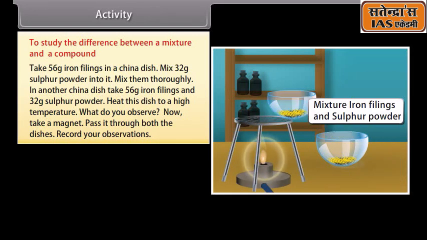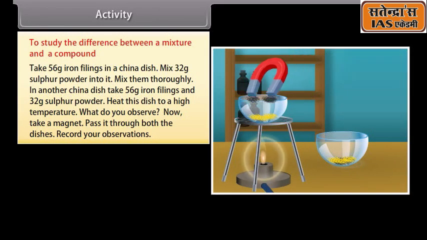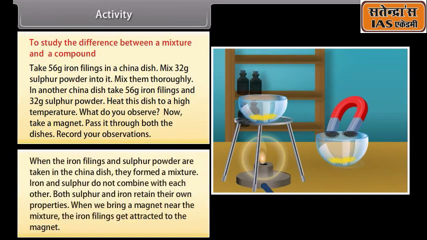Heat this dish to a high temperature. Now take a magnet. Pass it through both the dishes. Record your observations. When the iron filings and sulfur powder are taken in the china dish, they formed a mixture. Iron and sulfur do not combine with each other. Both sulfur and iron retain their own properties. When we bring a magnet near the mixture, the iron filings get attracted to the magnet.